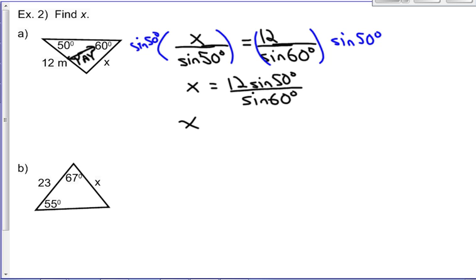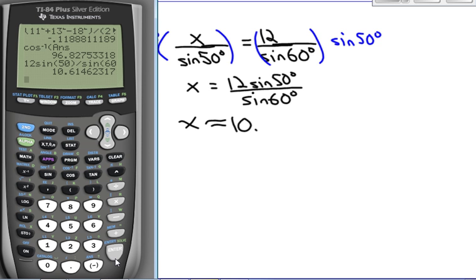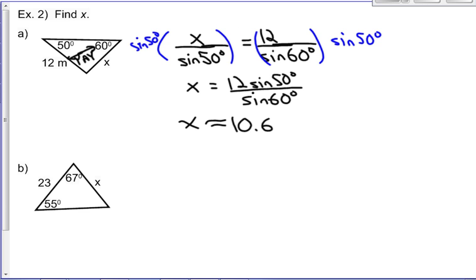And all I need to do is throw that into my calculator. So 12 sine 50 divided by sine 60 gives us roughly 10.6. Again, we ask ourselves, are there units? Yes, there are. So that's 10.6 meters.